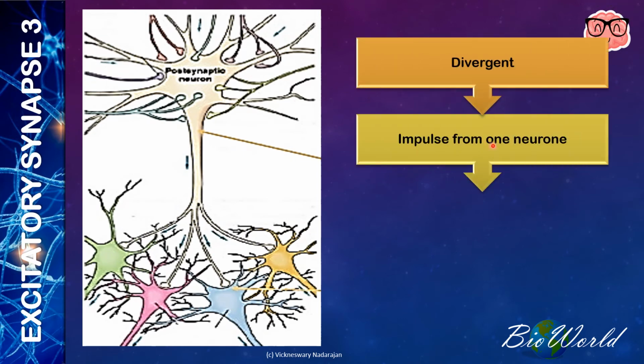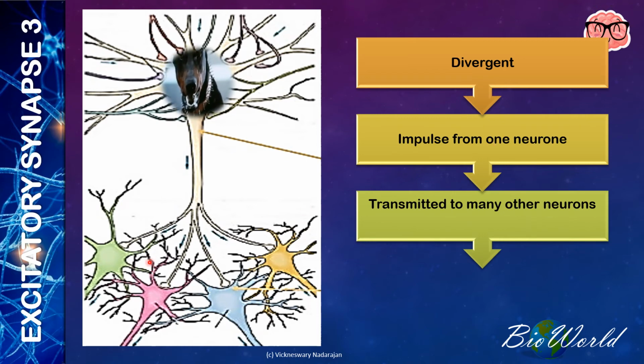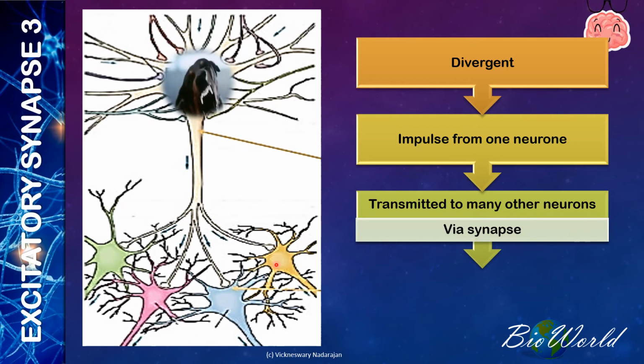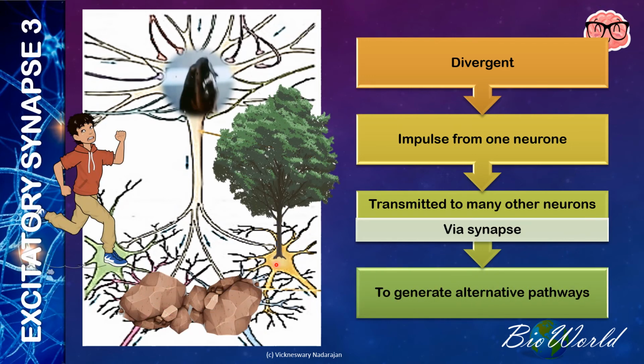Okay, the impulse comes from one neuron, for example, seeing the dog barking or chasing him. That impulse will then be transmitted to many other neurons. That is the neuron to the leg, to make him run, the neurons to the hand to make him pick up a stone, or the neurons to both his hands and legs to make him climb. All this is only possible because of the presence of synapse.